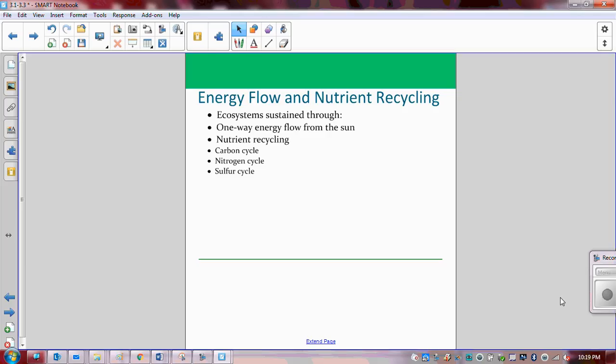So energy flow is really important in ecosystems. Without the energy flow from the sun and without our nutrient recycling, we would not have ecosystems as we see them today. We would not have nutrients cycling through them, and we would not have this continuation of life in areas.